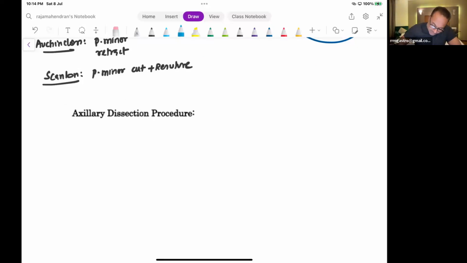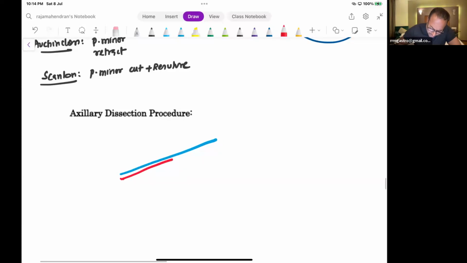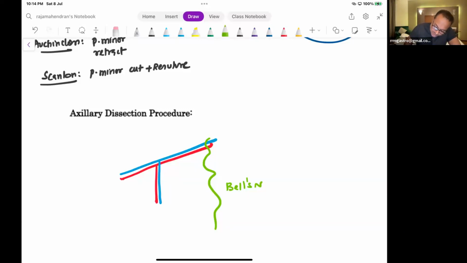ஆக்சிலரி டிசெக்ஷனுடைய பவுண்டரிஸ், சுப்பீரியர் பவுண்டரி ஆக்சிலரி வெயின், ஆக்சிலரி ஆர்டரி, இதான் மேல வர்ற பவுண்டரி. ஆக்சிலரி வெசல், ஆக்சிலரி ஆர்டரி. I will show you a video, don't worry. And medially you have this nerve. What is this nerve? Medially, Bell's nerve. What is the lateral boundary? Can you tell me what is this lateral boundary? மூணு ஸ்ட்ரக்சர் ஒன்னா போகுது, என்ன பவுண்டரி இது? So lateral boundary is thoracodorsal pedicle.